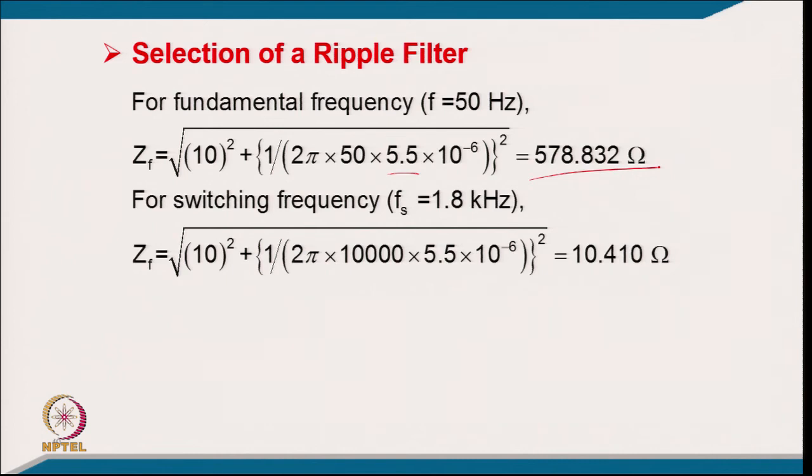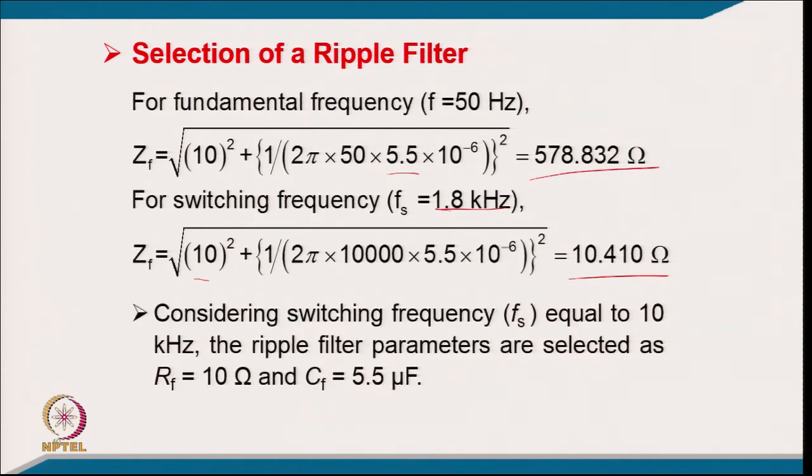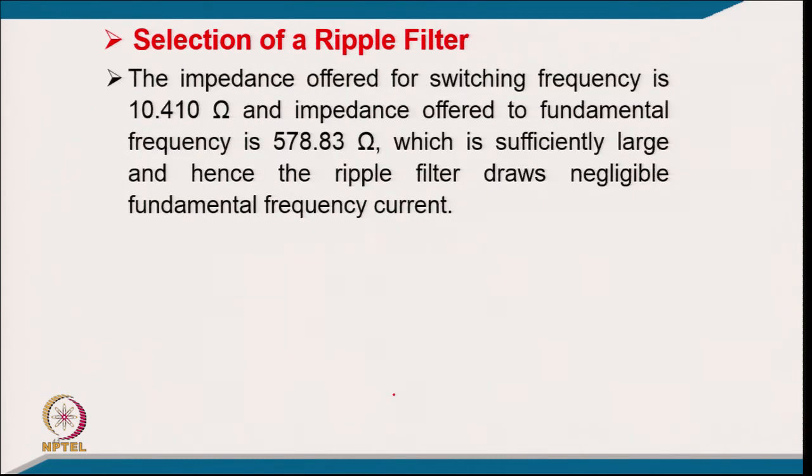578.832 ohm, and for the switching frequency of 10 kilohertz, if you put this, it comes only 10.41 ohm. If you are operating a shunt active filter at 10 kilohertz, then the impedance will remain only of the order of 10 ohm, because the resistance is taken as 10 ohm. You can select 5 ohm also, that will reduce it to 5 ohm. But now the current you can consider for the fundamental; considering the switching frequency equal to 10 kilohertz, ripple filter parameters are selected as 10 ohm and 5.5 microfarad.